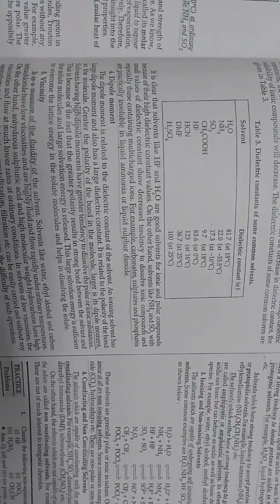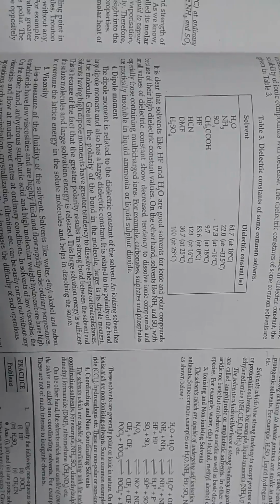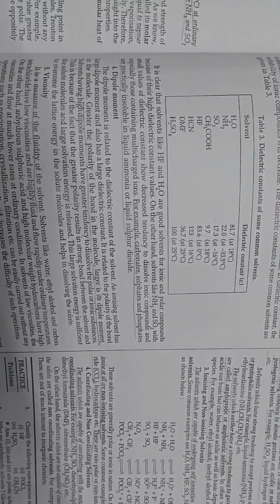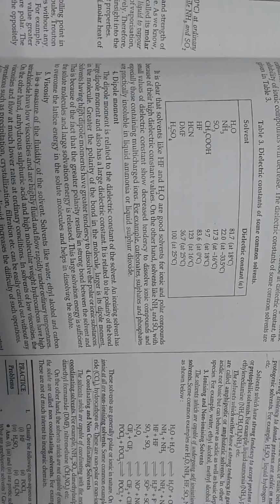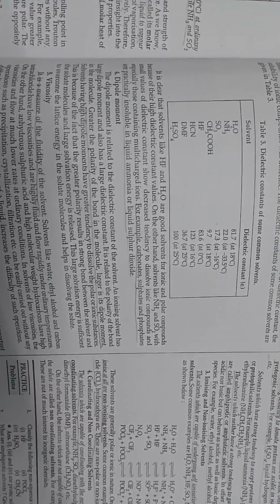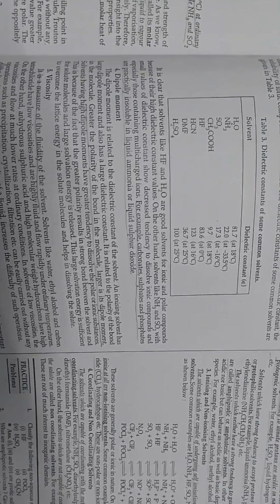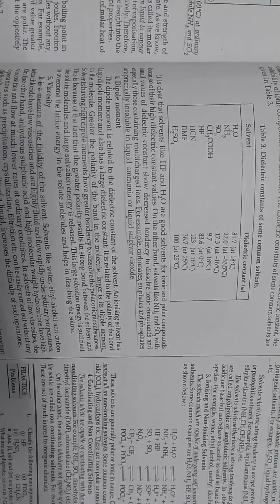It is clear that solvents like HF and H2O are good solvents for ionic and polar compounds because of their high dielectric constant values. On the other hand, solvents like NH3 and SO2 with small values of dielectric constant show a decreased tendency to dissolve ionic compounds, especially those containing multi-charged ions. For example, carbonates, sulfates, and phosphates are practically insoluble in liquid ammonia or liquid sulfur dioxide.